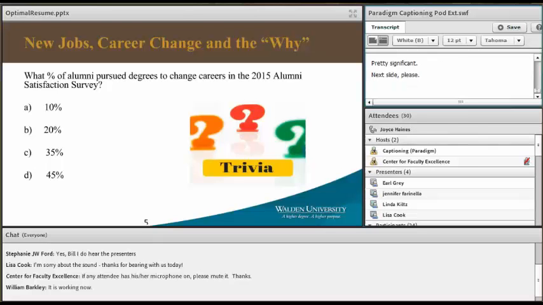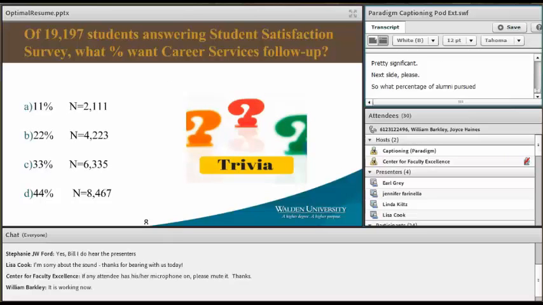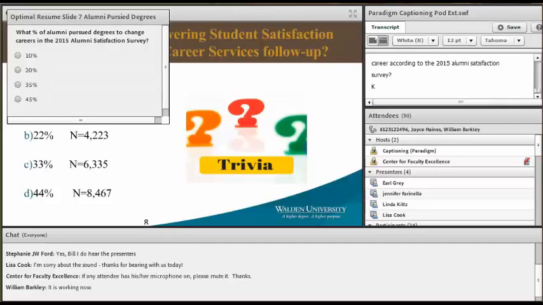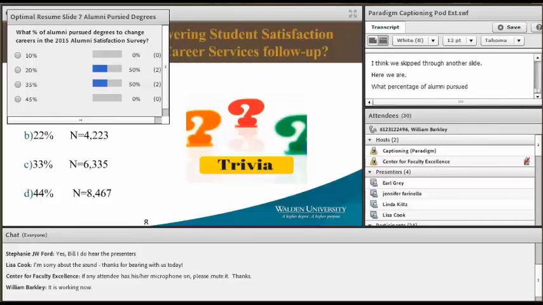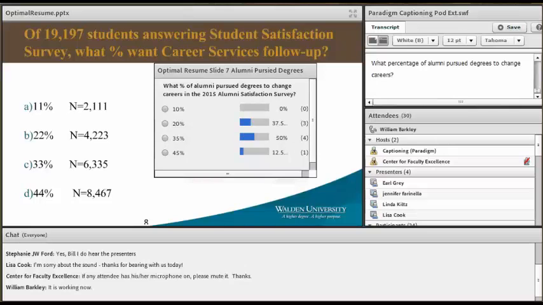What percentage of alumni pursued degrees to change careers according to the 2015 Alumni Satisfaction Survey? Okay, all right, I think we skipped to another slide. Okay, there we are. What percentage of alumni pursued degrees to change careers? I'll give it another second or so. Okay, so you thought that it was about 20%. Actually, 45% was the answer for that question.